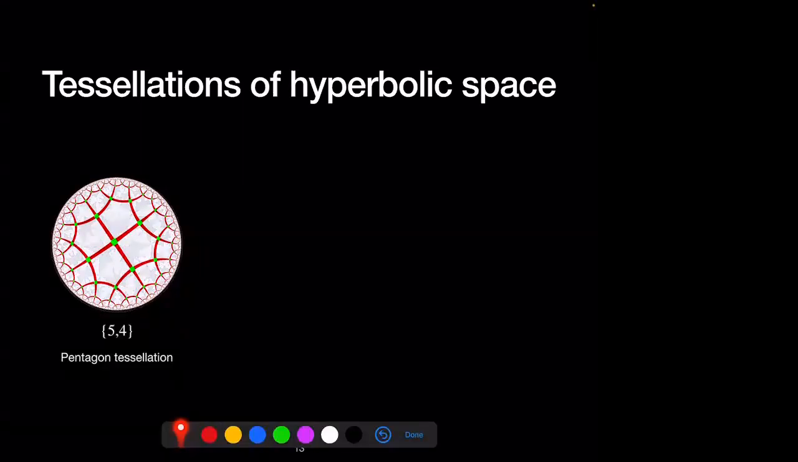Is there a question? Maybe not. Okay, so we can tessellate the hyperbolic space.